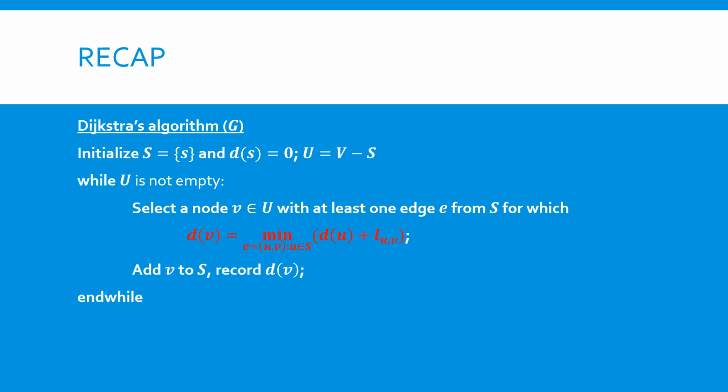Dijkstra's algorithm solves the shortest path problem using a greedy approach. It progressively visits a new node that has the minimum total cost, which is calculated using the formula highlighted here. The total cost is the sum of the existing cost to reach the visiting node U, or D(U), and the edge weight between the visiting node U and the new node V, or L(U,V).